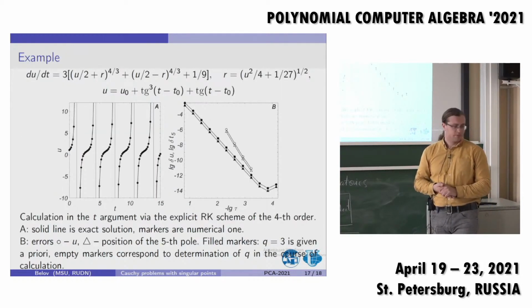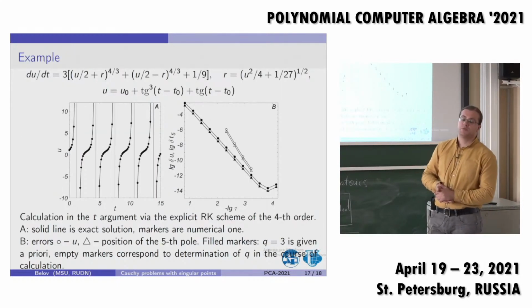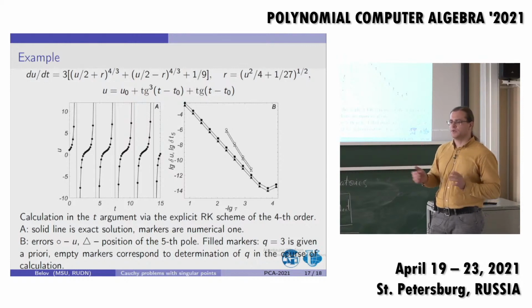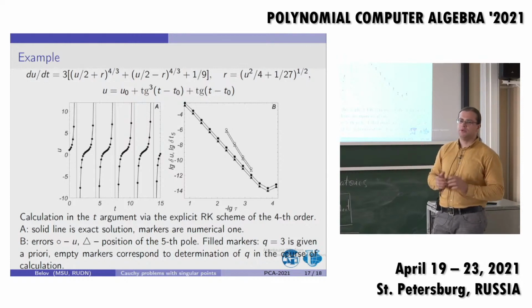Now some examples. We have constructed a special test problem with a solution which has third order poles, and the solution doesn't have manifold zeros. The problem is that calculation of manifold zeros is a considerable difficulty, and it is beyond the scope of the present work. So special tests were required.